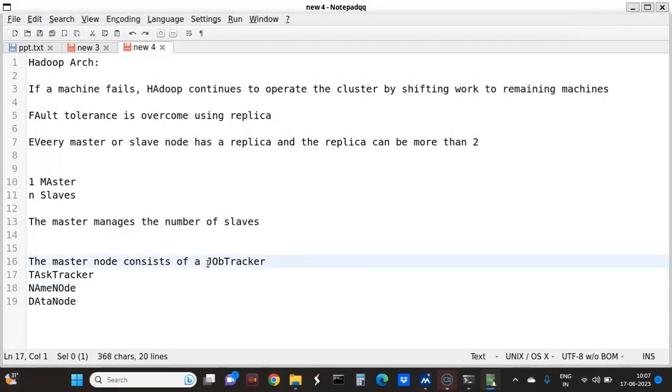So each master node consists of a name node. The name node assigns the task to the job tracker. The job tracker monitors the status of the job and the metadata of the data node received from the name node. It has that data, so it generates a request to each task. So one job has many tasks, and one name node has many data nodes.